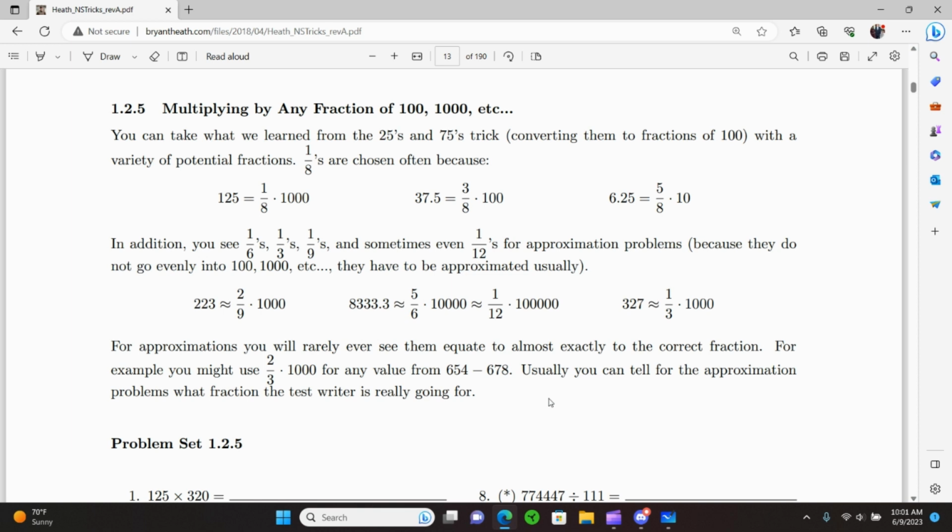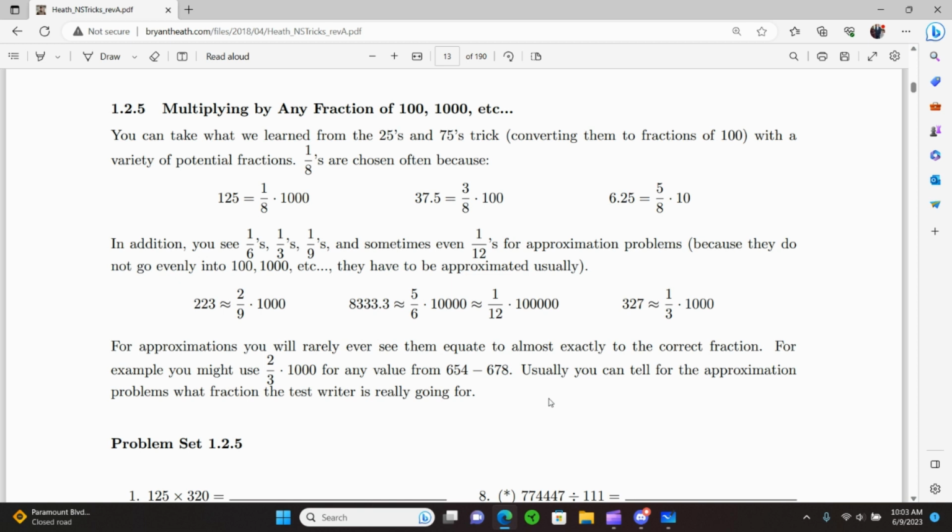Today's topic is going to be multiplying by any fraction of 100, 1000, etc. The thing that I like most about this lesson is that this is basically your capstone course for multiplication. 1.25 is going to take everything that you've learned during the past week, put it all together, and test what you know at a high level.